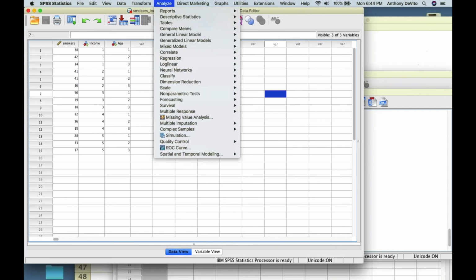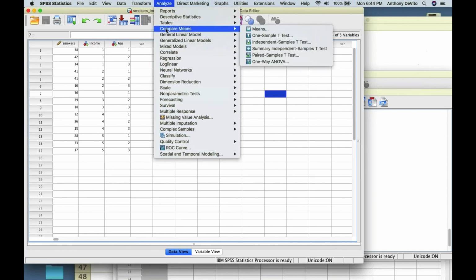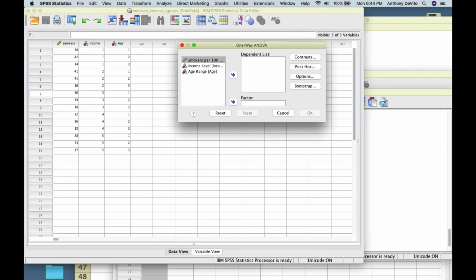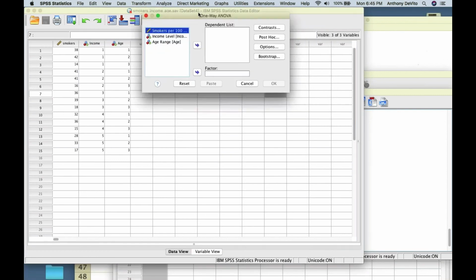So I'm going to say analyze. Now I'm going to go into compare means, because that's really what I'm doing here. Even though it's called analysis of variance, I'm really comparing the means. Compare means, one-way analysis of variance. And now I have 2 choices here.